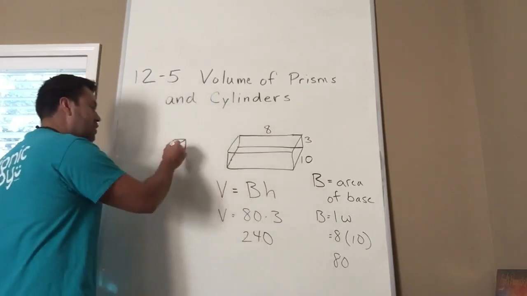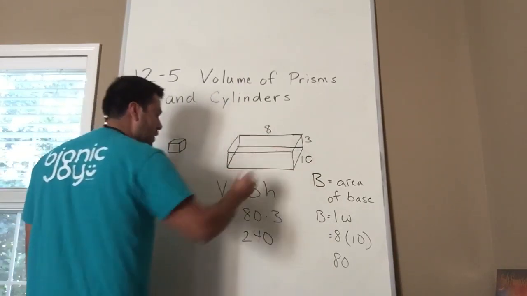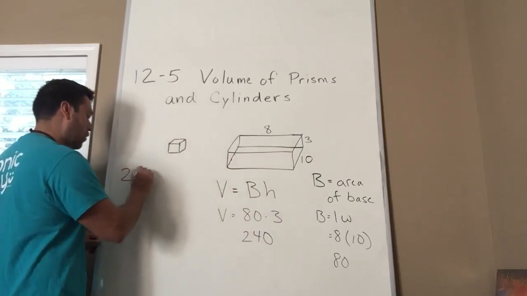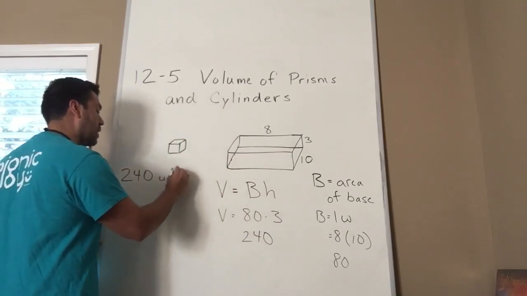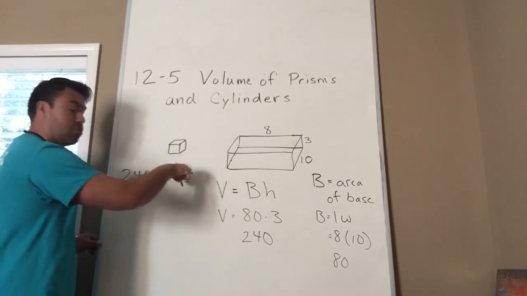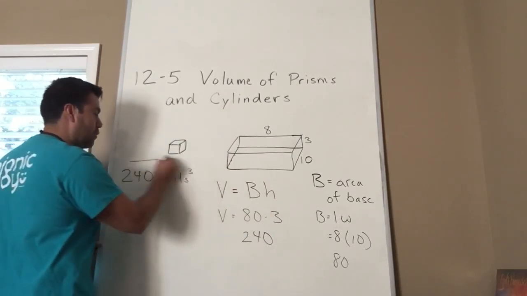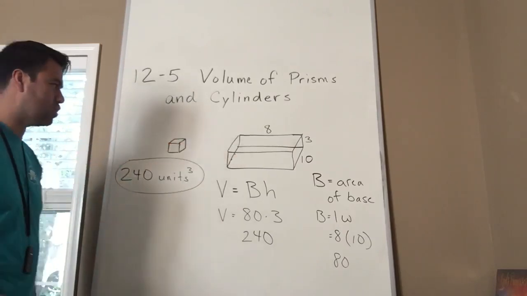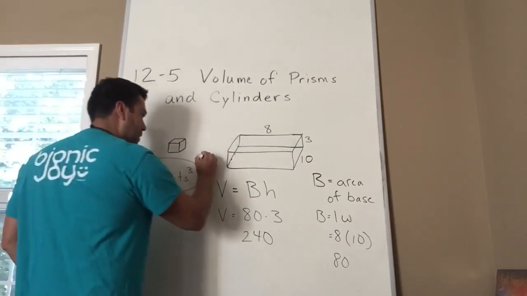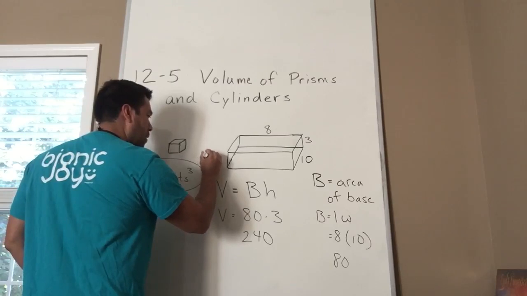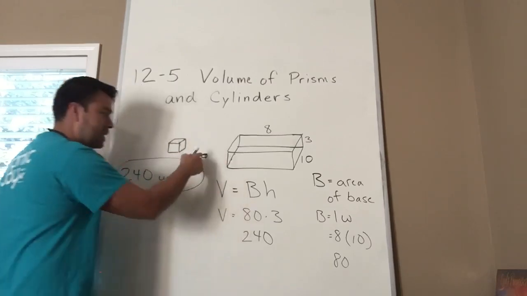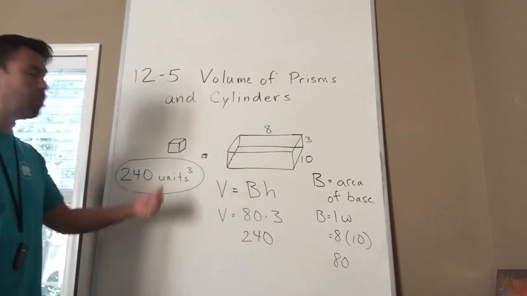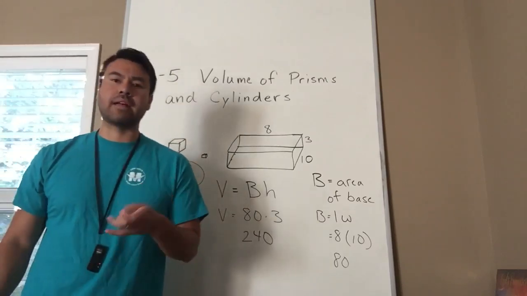So how many of these cubic units can fit into this rectangular prism? We would say 240 cubic units with the little 3 right there. Cubic units, that would be my answer. My scale's really off, but how many of these guys can you fit in there? 240 cubic units. That's what we're asking for.